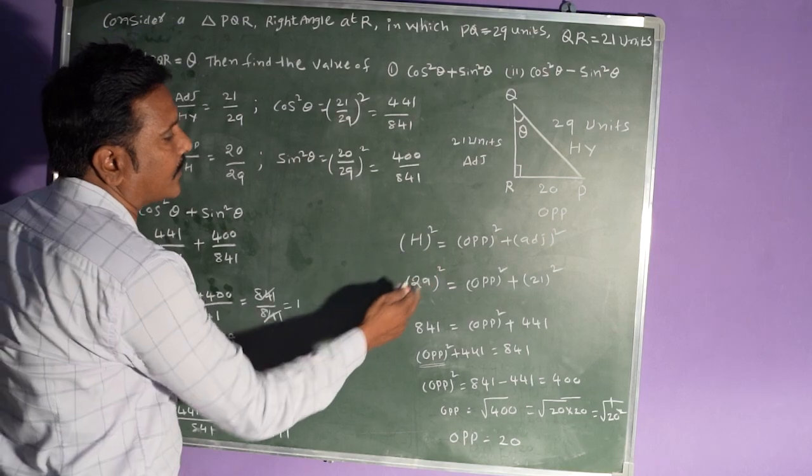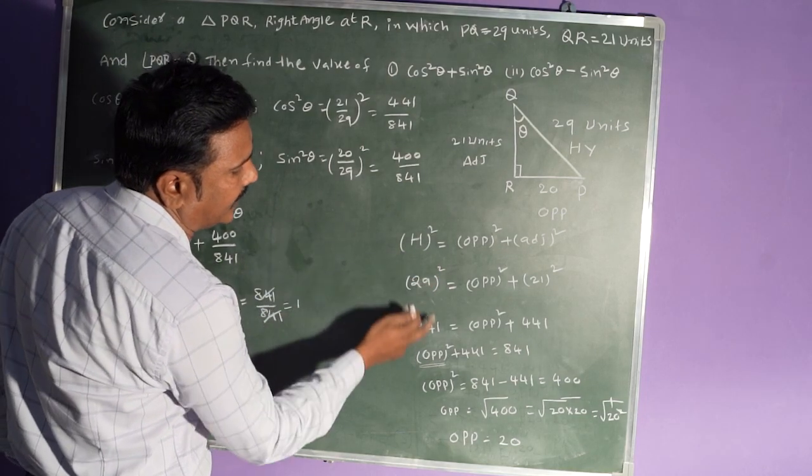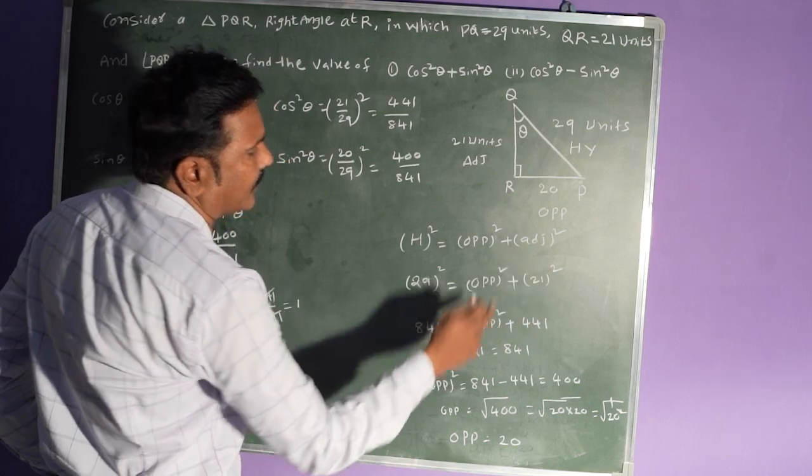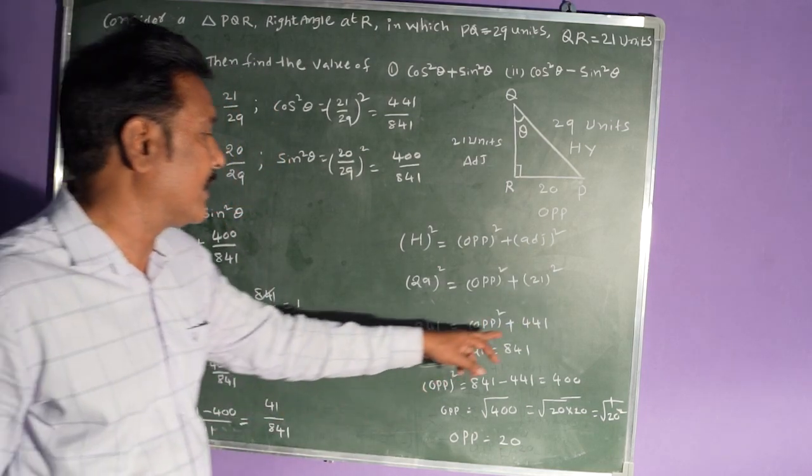Then 29 whole square is equal to 29 into 29 is equal to 841, is equal to opposite square plus 21 whole square, is equal to 21 into 21, is equal to 441.